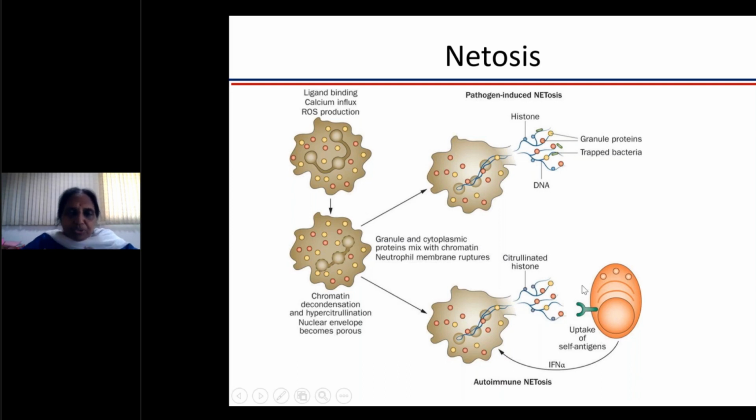So in the immune system, there is always a balance between two things. It is beneficial and it can also be harmful. You just have to strike a balance, and regulation has to happen.